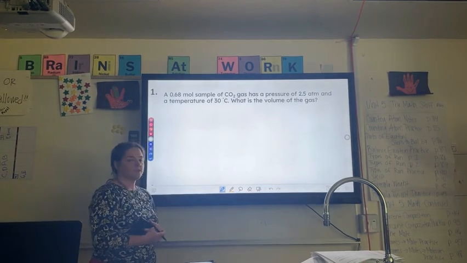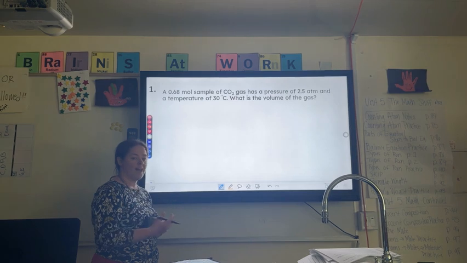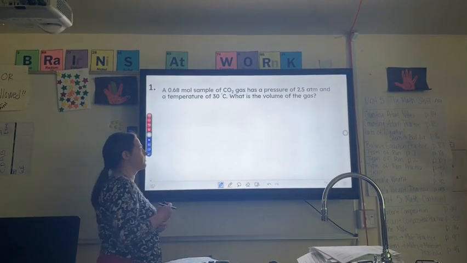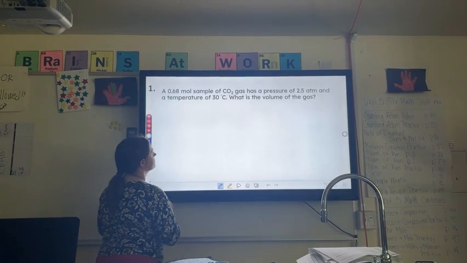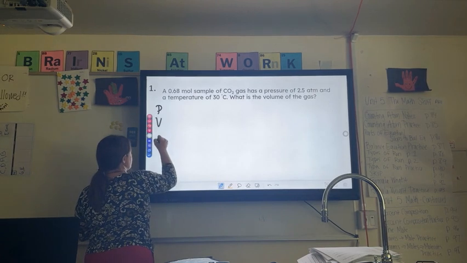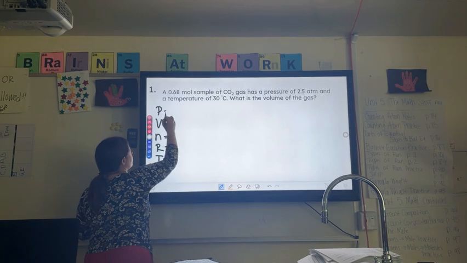So one thing to remember about the Pivnerts or ideal gas laws is there is no before and after scenario, like combined was. Pivnert is just pretty much straightforward. So all of these are going to be Pivnerts. So we know it's Pivnert or ideal, so we're going to write our variables P, V, n, R, and T, and we can fill them in.